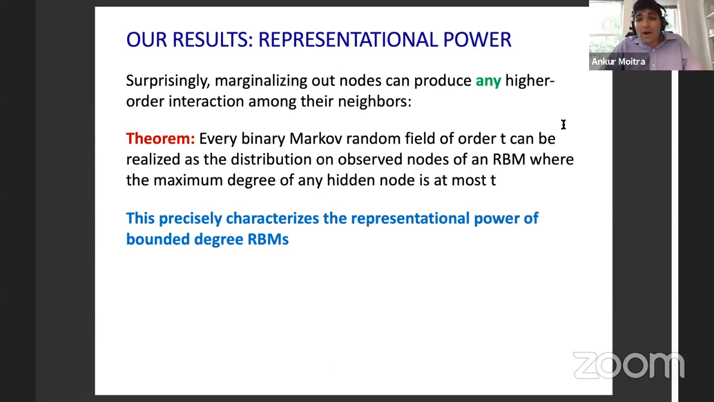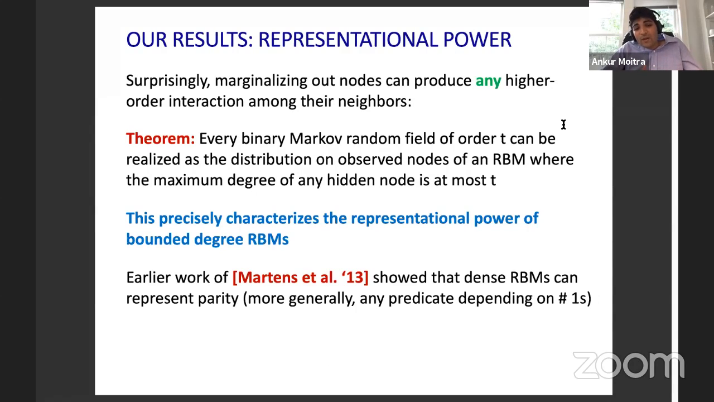This is actually a pretty surprising fact, or at least it quite surprised me, because some of the things that were known before about the representational power of RBMs were quite different. For example, there was the work of Martens et al., which showed that you could represent hard distributions with RBMs, but the catch was that they needed to be dense RBMs. So if you had n nodes on the left and n nodes on the right, each node would have degree n over 10 at least.